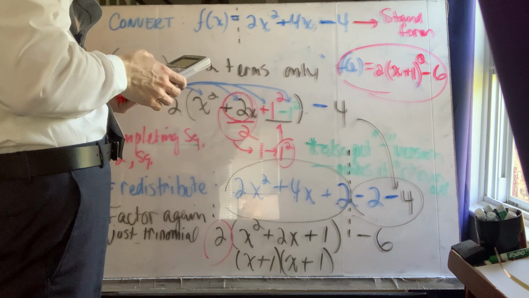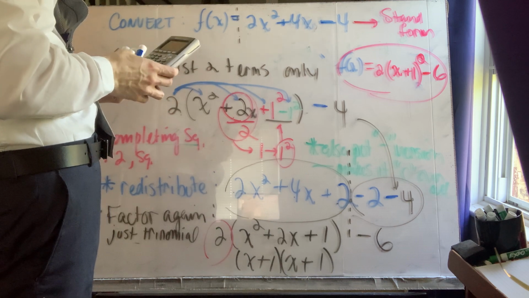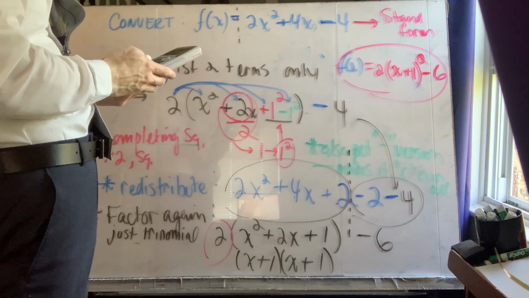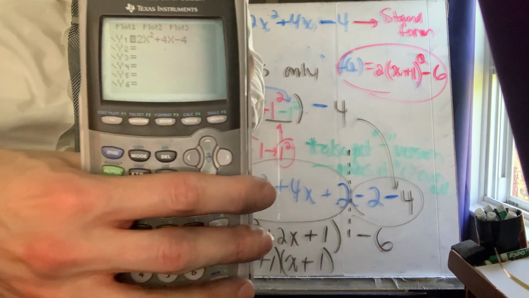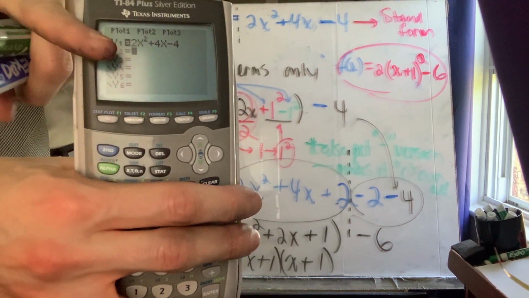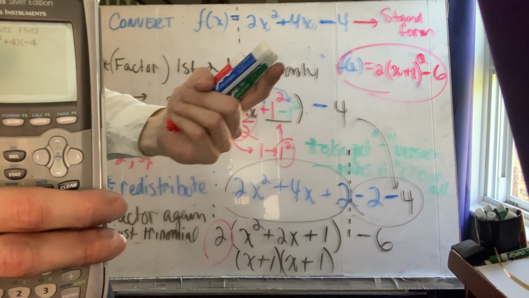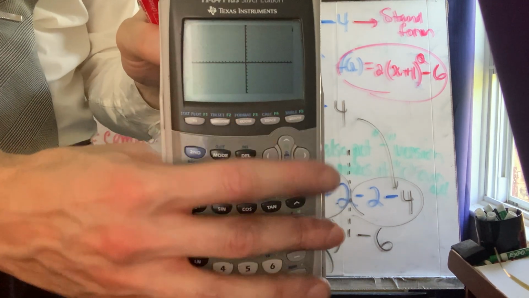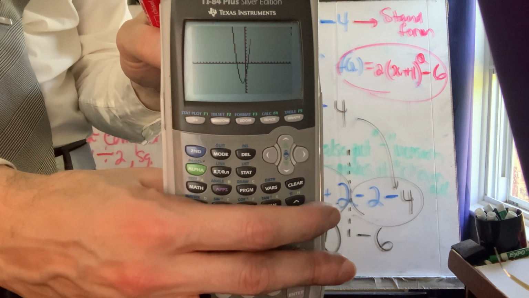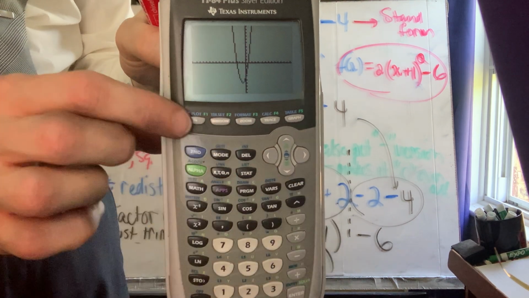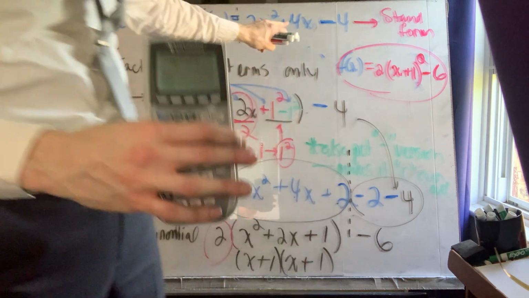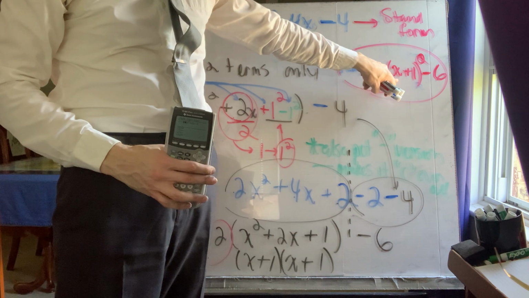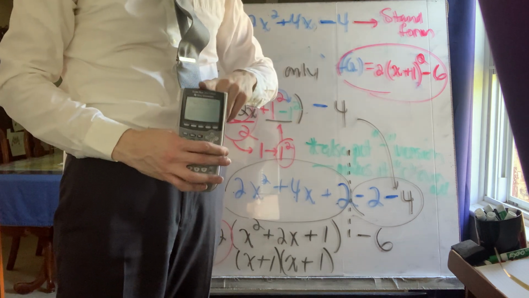2x squared plus 4x minus 4. Here's the original. 2x squared plus 4x minus 4. That's the original incarnation of this in general form, which would graph a parabola that looks like this. Okay. If this is a correct translation to here, when I enter this underneath it, what you'll see is that there'll be no change in the picture.